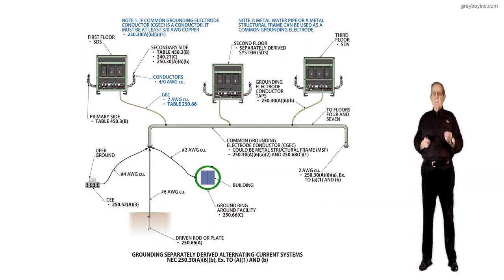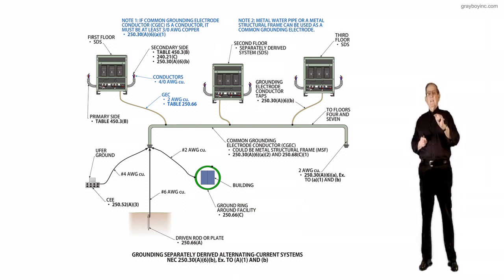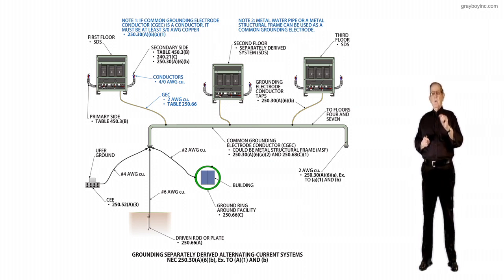pipe, or pipe electrodes, concrete encased electrodes, or ground rings are present and used, the size of the common grounding electrode conductor shall not be required to be any larger than required for the rod, pipe, or pipe electrodes, or concrete encased electrodes or ground rings that are present. Now notice what this is calling for, if that's all that's present.